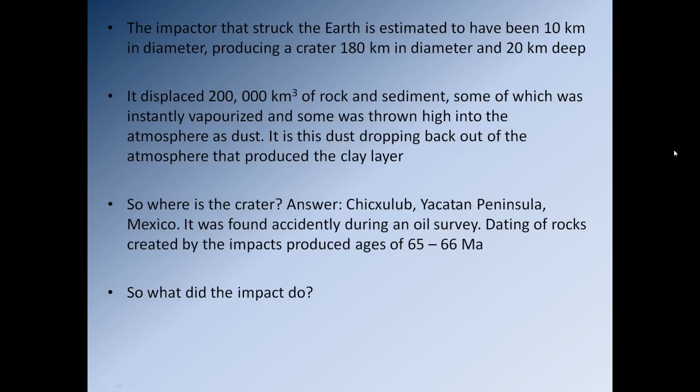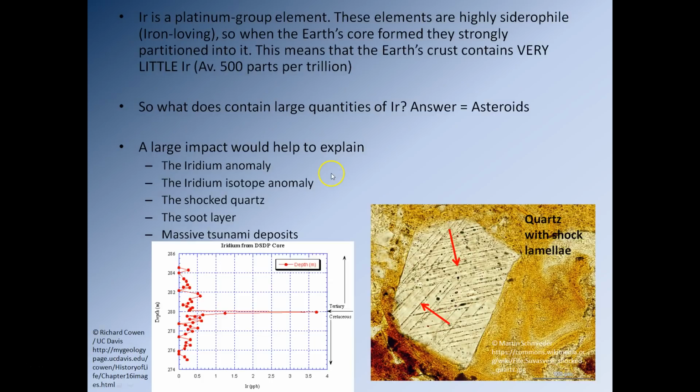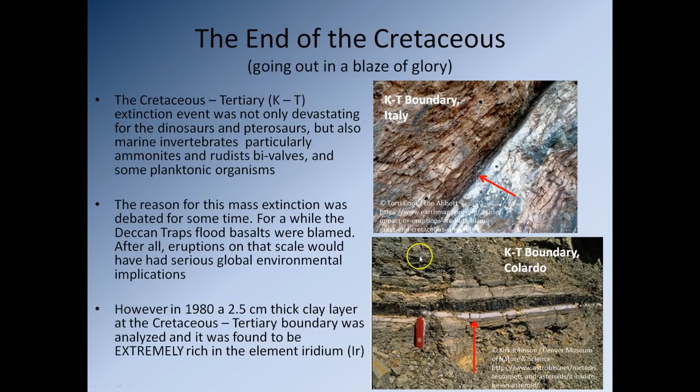So some of that material would be instantly vaporized, and some of that material would have been thrown high into the atmosphere in the form of dust. And obviously mixed in with that dust, you would have had pieces of the asteroid. So this dust, which contains pieces of the asteroid, goes flying up into the atmosphere. It's called ejecta, so it gets ejected into the atmosphere.